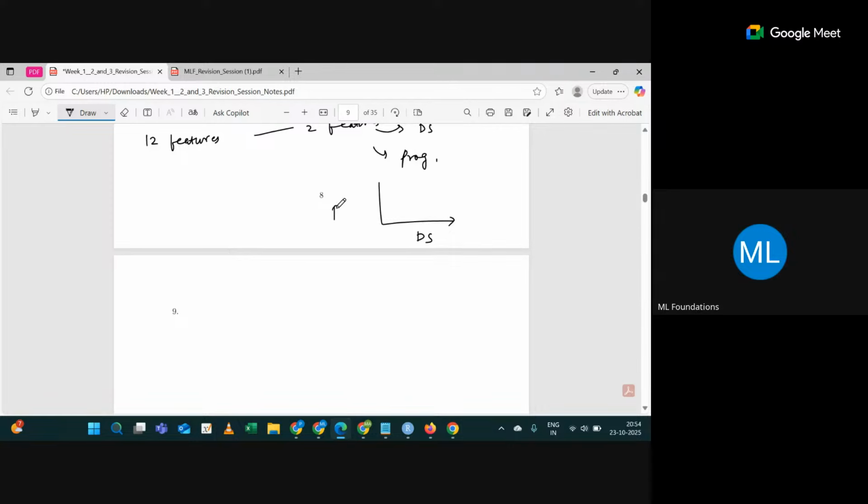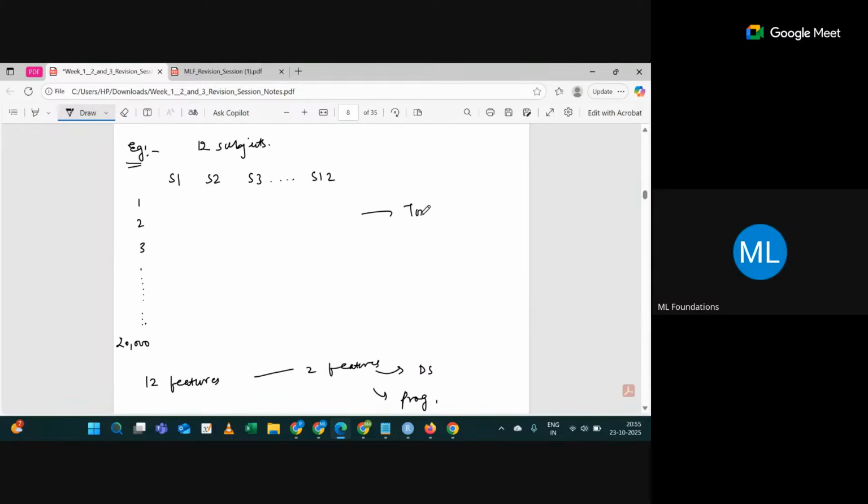Let's say data science and programming. Yes or no? Yes, sir. So here, what happens? We have too many dimensions. Are you getting the idea behind this dimensionality reduction? Yes, sir. Okay. So one example is image compression.